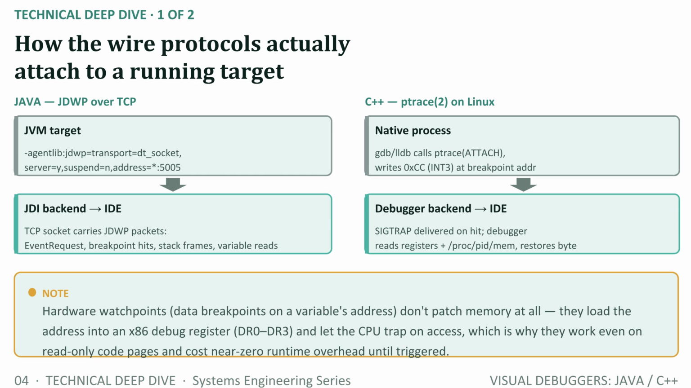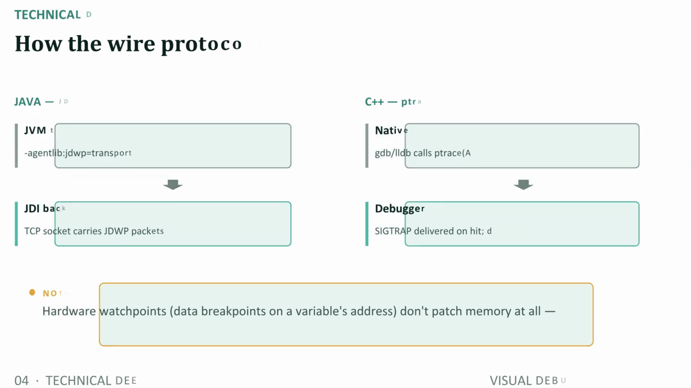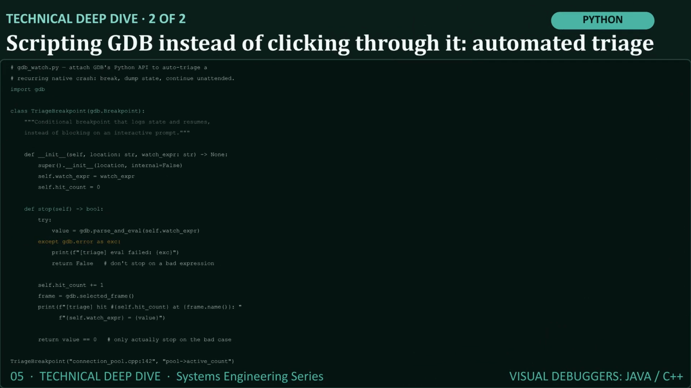And here's a real constraint worth flagging before you hit it in production. ptrace only allows one tracer per process at a time, and on most hardened production hosts, a kernel security setting called Yama's ptrace scope blocks non-parent processes from attaching at all. That's a deliberate security control, not a bug. And the right fix is a scoped capability grant for your debugging tooling, not disabling the protection globally across the host.